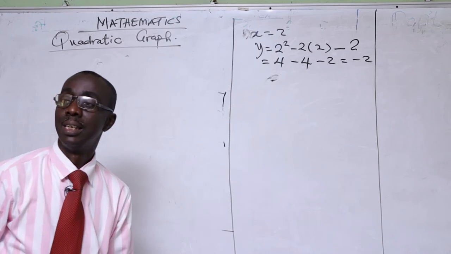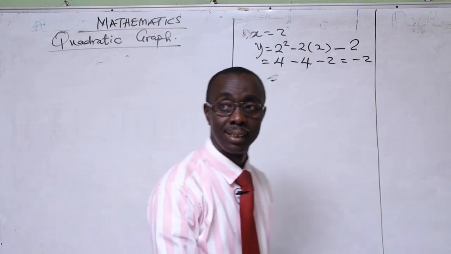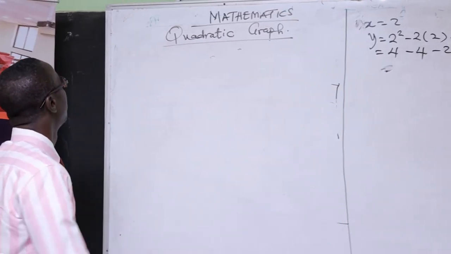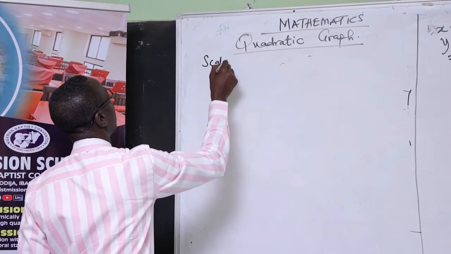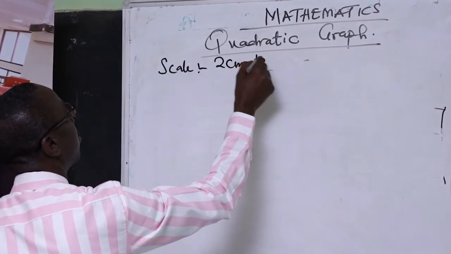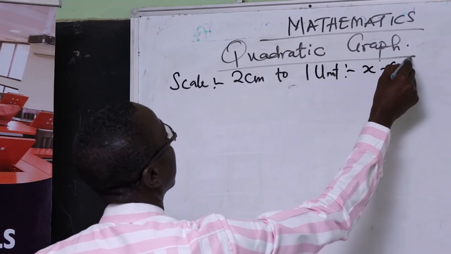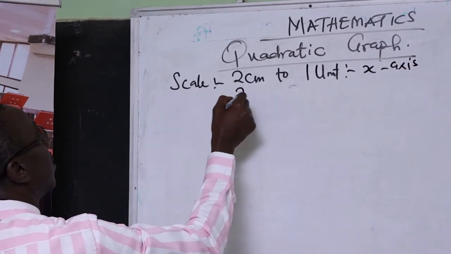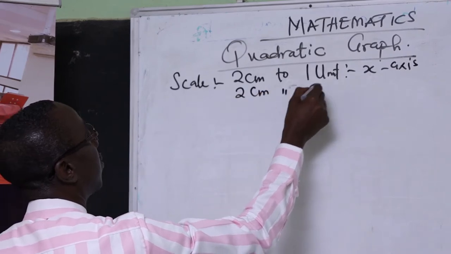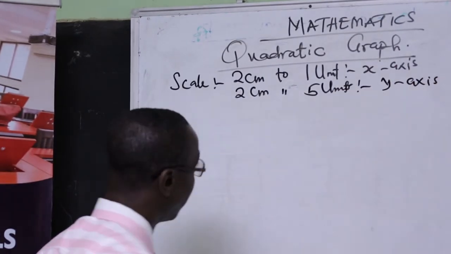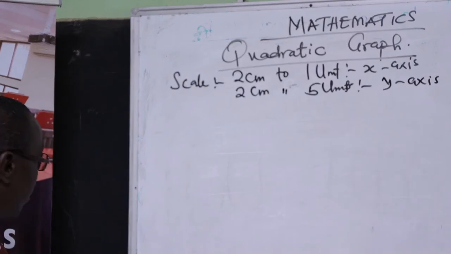The next question says you are given a scale, right? Yes, sir. What's the scale? 2 centimeters to 1 unit on the x-axis. 2 centimeters to 1 unit. And on the y-axis, 2 centimeters to 5 units. All right, I want to use this space as my Cartesian plane.